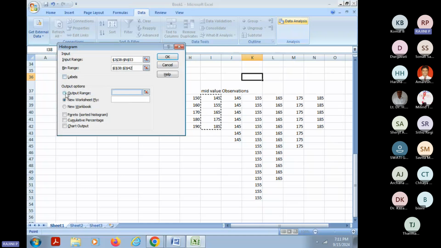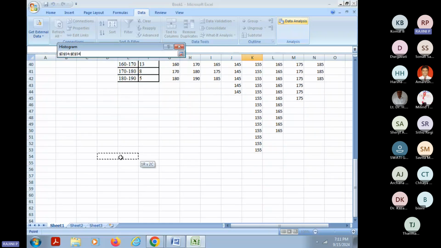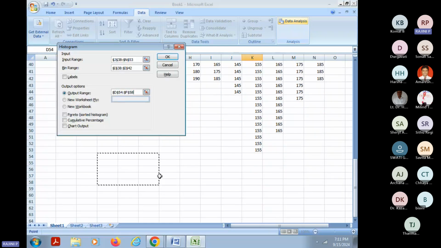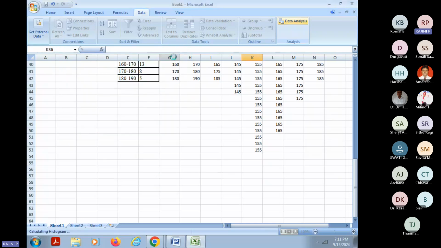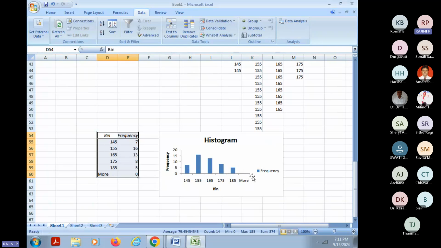Okay. Then put a cursor in the output range tab and select some area where you want to see the output in an Excel sheet. Then click on chart output. Then, okay, you'll be getting the graph.